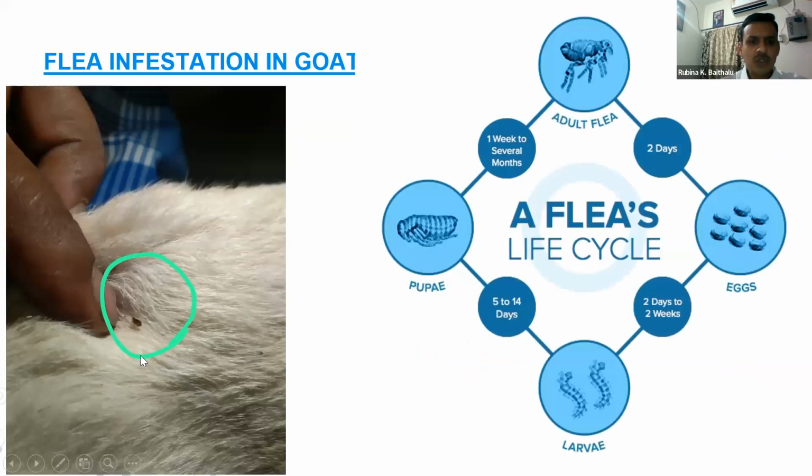You can see the picture showing flea infestation in a goat. This is their life cycle, as I have already discussed. The adult flea gives rise to eggs, the eggs give rise to larvae, and the larvae convert into pupae and then cocoons. From that it takes several weeks to several months, depending on adverse conditions, to convert into an adult flea.